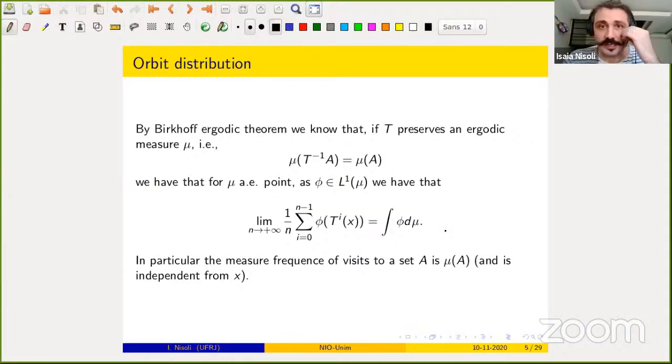The Birkhoff ergodic theorem tells us that if we have an absolutely continuous invariant measure, for mu almost every point with respect to this measure, and the measure is ergodic, the Birkhoff average converges to a value that is independent of the point. And it's the integral of the observable with respect to the measure.